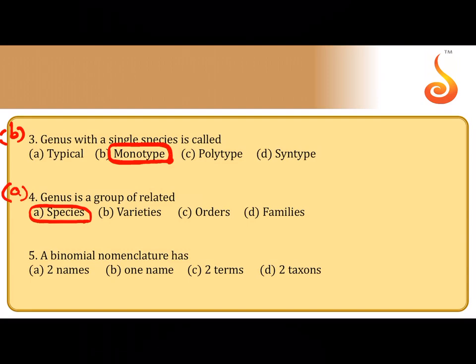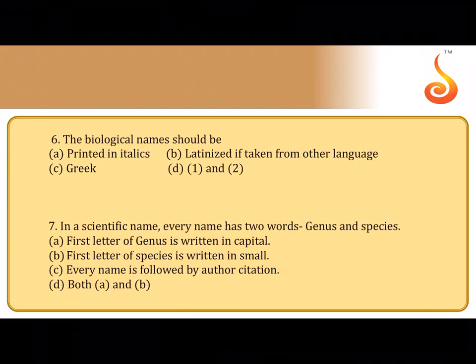A binomial nomenclature has two names. What are those two names? Generic and specific name. Yes. So it is option A. The biological name should be: option A says it should be printed in italics. Option B says it should be Latinized. So both option A and option B make sense to us. Greek is not the correct answer. It should not be in Greek. It should be Latinized. So the correct answer is both 1 and 2. So it is option D.